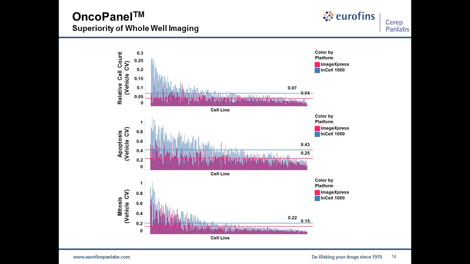Each plot represents one of our standard drug response parameters: cell count on the top, apoptosis in the middle, mitosis or G2M in the bottom. Each bar represents a different cell line, and the blue are data that were collected on the old imaging platform, the NCell 1000, our first generation platform. The pink represents data collected on our newer ImageXpress platform, and you can see the average vehicle CVs are much lower, shown in pink, compared to the original platform, shown in blue, for all 3 parameters. So we've significantly improved data quality.